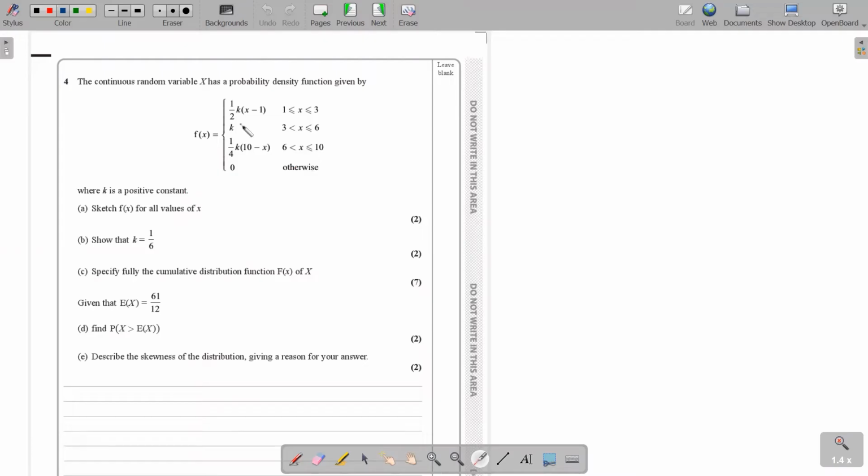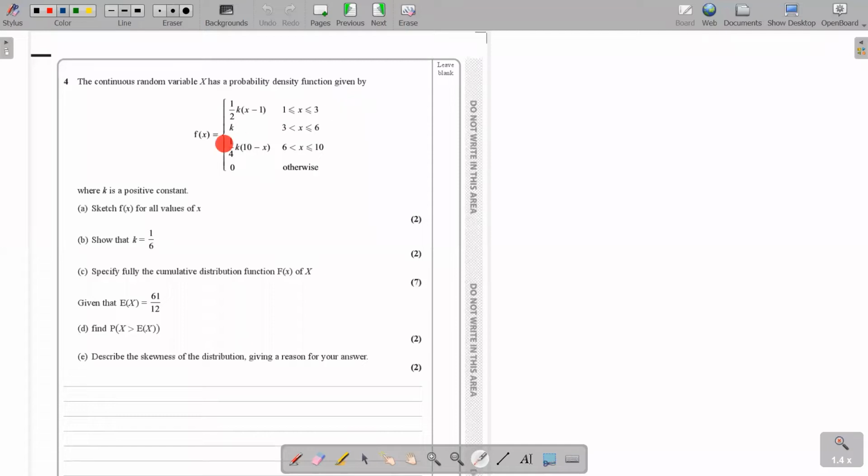So first thing you need to realize is look at these three functions and realize what type of sketches you are going to draw. Is it a straight line? Is it a curved line? What are we going to draw? Look at the first one, half k times x minus 1. Here k is a positive constant. So half k is a constant times x minus 1. What do you think this is? When it's x minus 1, it should definitely be a straight line.